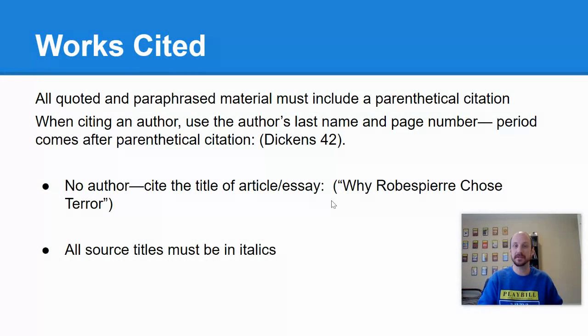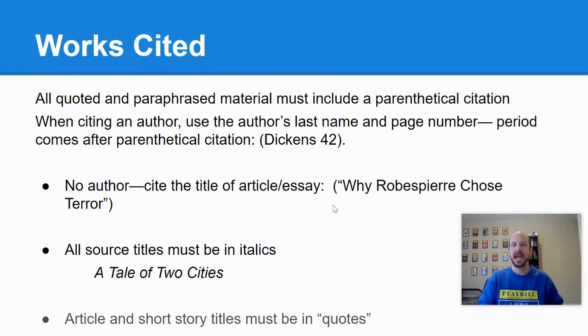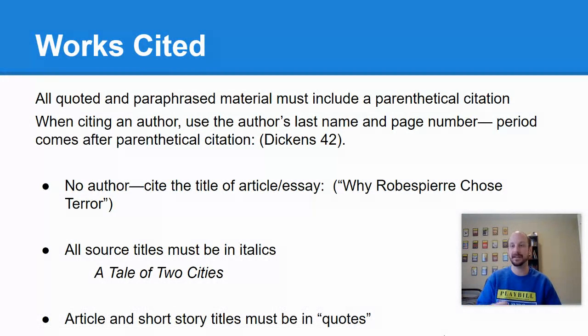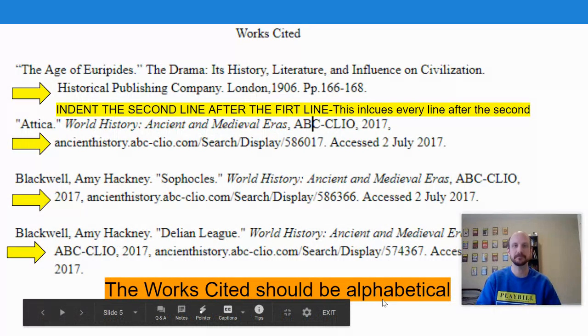All sources that are larger works should be in italics. So A Tale of Two Cities, those should be italicized. And any article or short stories, they're in quotes. So remember the short stories we read, those should be quotes if you ever cite those. But the larger work, italicized. And that goes for anything. So poetry, poems, those are quotes. Larger works of poetry, italicized.